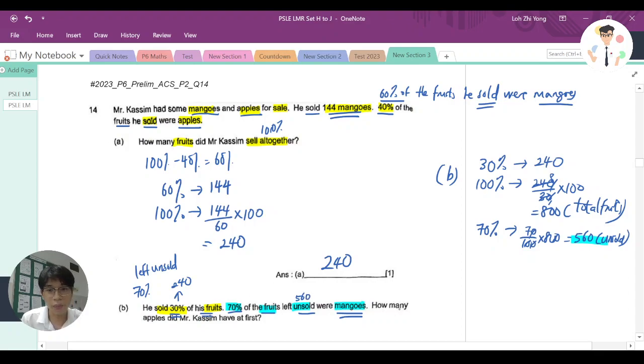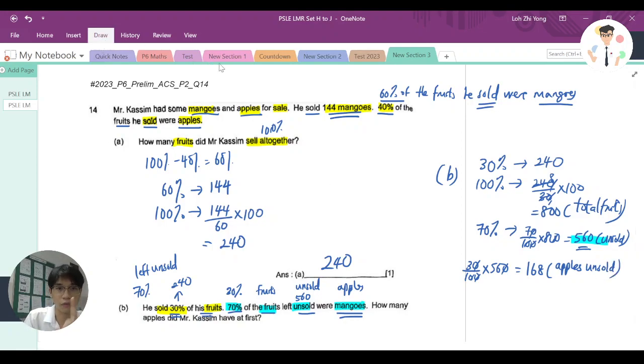So the question says, how many apples did Mr. Kasim have at first? So now we are focusing on the apples. 70% of the fruits left unsold were mangoes, which means that 30% of the fruits left unsold were apples. So let's find it. 560 is unsold. So 30% of 560 is what? If you put it in a calculator, you should get 168. This is the number of apples that are unsold.